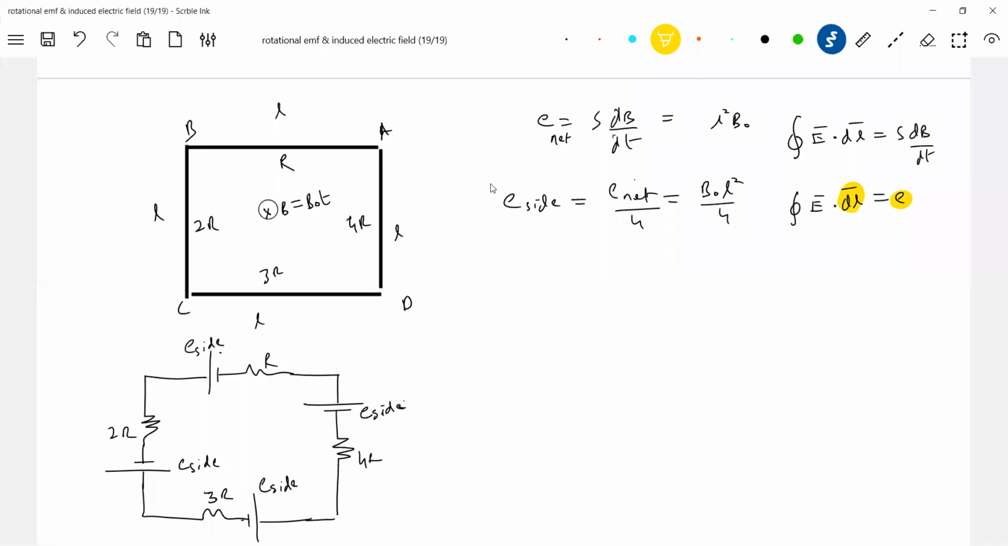Then let's calculate the current. What is the total current? Total current is I equal to E net by the net resistance. What is the net resistance? So this will be B naught L square by R plus 2R plus 3R plus 4R. This should be B naught L square by 10R.